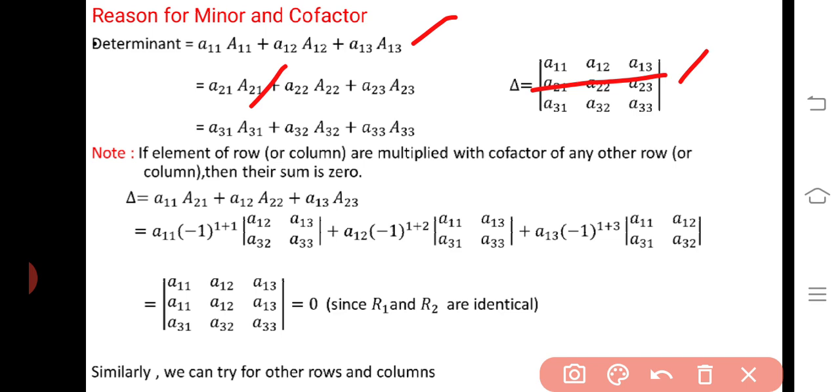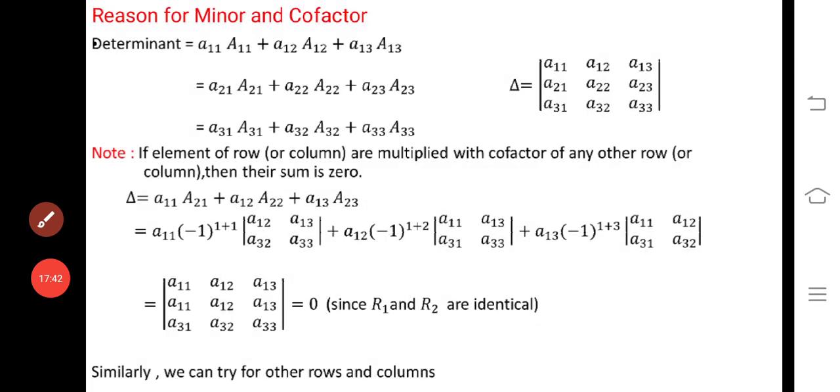Note that if the elements of a row are multiplied with the cofactors of any other row or column, then their sum is 0. For example, A11 into cofactor of A21 plus A12 into cofactor of A22 plus A13 into cofactor of A23. These are different: A13 and the cofactor of A23 are different. That sum, what will we get? 0. Yes. If you simplify this, what will we get?